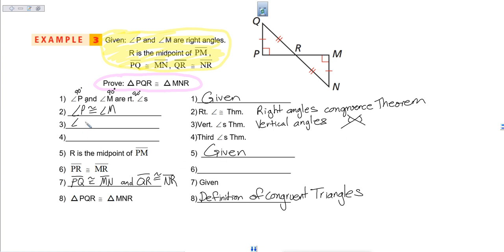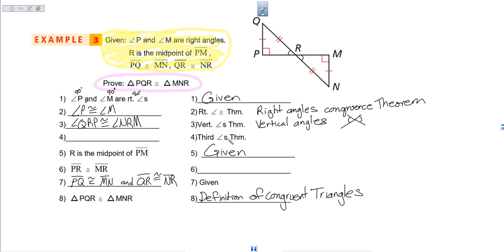We have angle QRP being congruent to angle NRM. So this set of angles here. So right now we know we have right angles, and we know our vertical angles are also congruent. So we have two sets of angles in our two triangles being congruent.